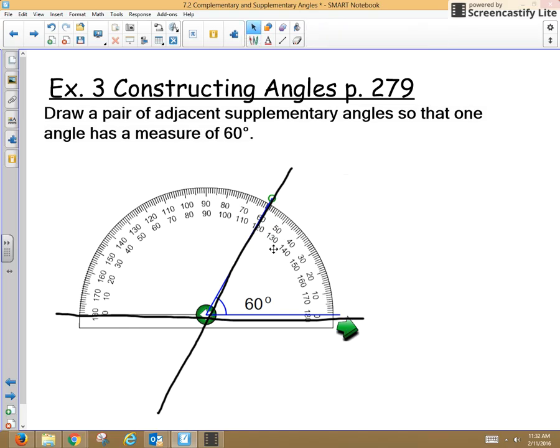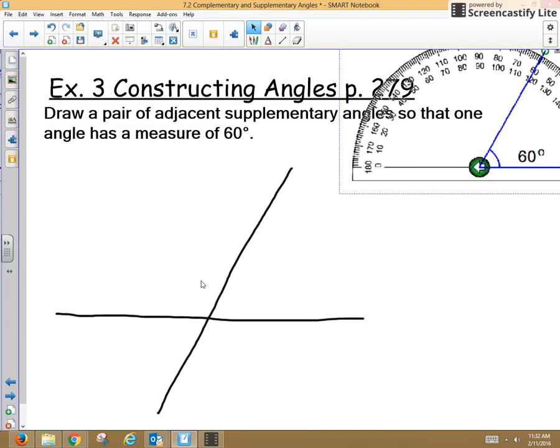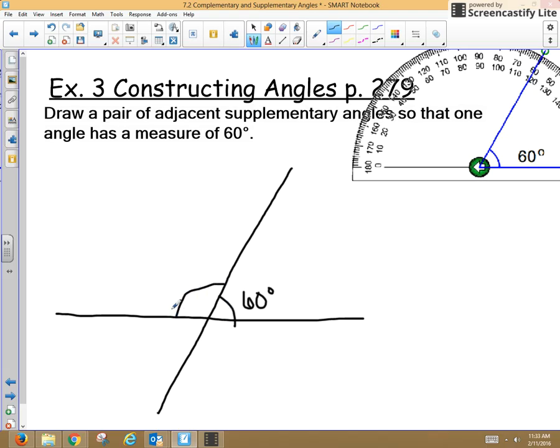So now when I move my protractor, this angle here is 60 degrees. And I know that if I added 60 degrees plus the measure here, it will form a straight line, which would equal 180. So the missing measure here would be 120 degrees. So here's my adjacent angles. There's this common line right here. And I know if one angle is 60, the other angle is obtuse at 120 degrees.